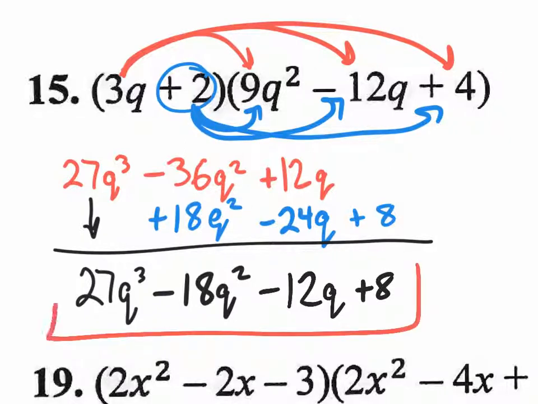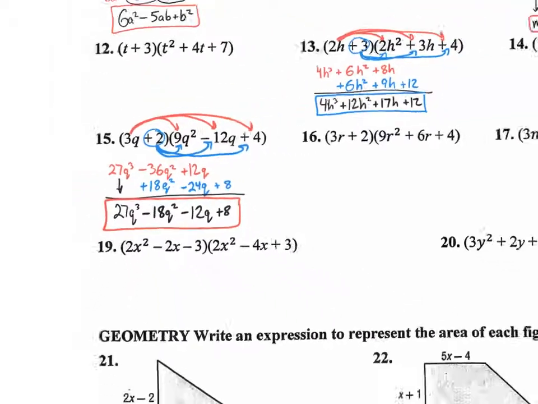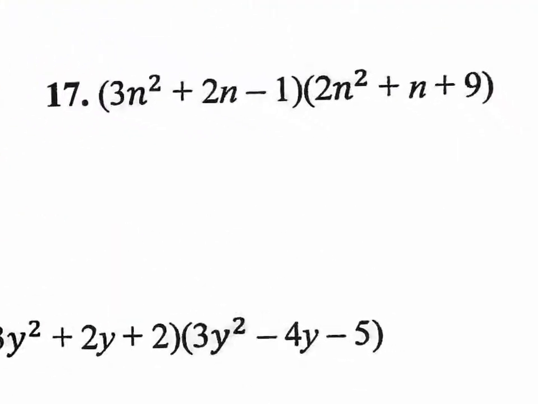And there's your final answer, 27q to the third minus 18q squared minus 12q plus 8. Classified, just for funsies. What is that? Cubic polynomial. Excellent. So on this video right here, we're doing the odd ones.